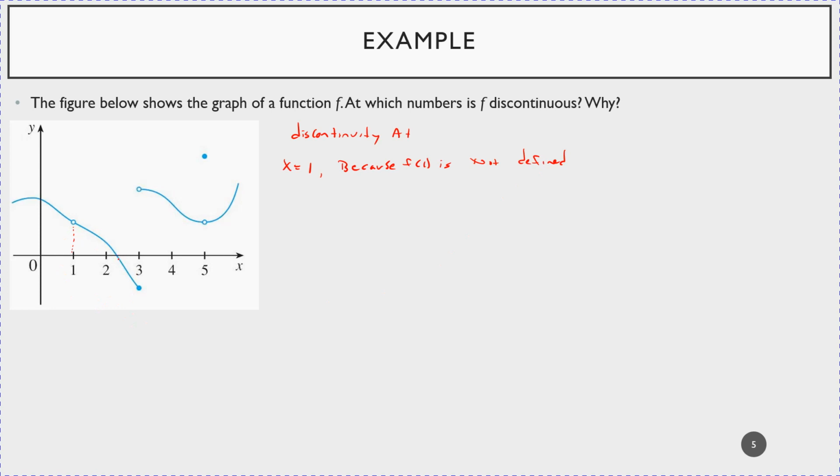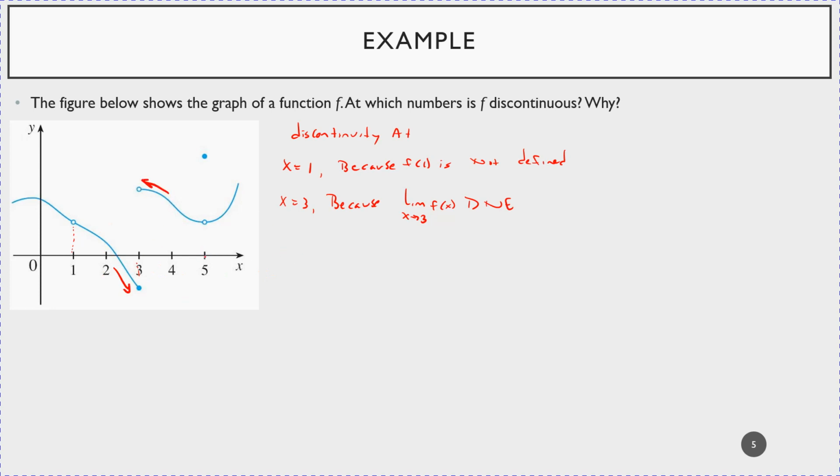Then the next one here is, look, you see at x is equal to 3, it jumps, it goes to here, and then whoop, right here. So the next one is at x is equal to 3. And this is because we see here that the limit as x goes to 3 of f of x does not exist, okay? The one-sided limits here don't agree.